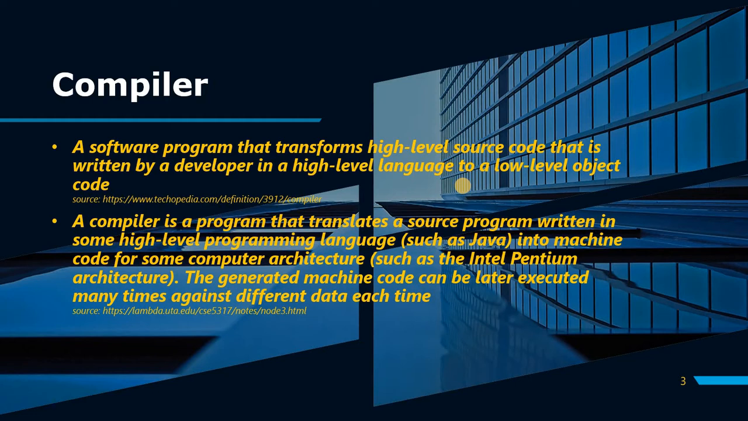So if you were to go to Google and type what a compiler is, the first two searches you'll probably land on are from Techopedia and the second one from lambda.uta.edu, this one right here. Both of them pretty much say that a compiler is a software program that transforms high-level source code, written by a developer in a high-level language, to a low-level language, to a low-level object code. Now, let me explain that in detail. The second definition is the exact same thing, except this one is specific to the Java language.